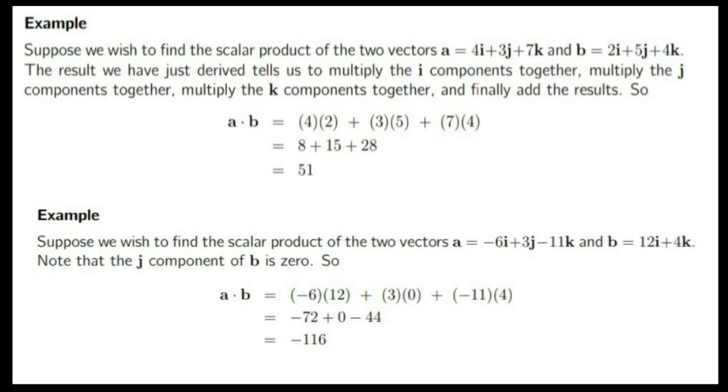Now one more example: vector A equal to minus 6i plus 3j minus 11k and vector B is equal to 12i plus 4k. Then what will be the dot product? So here one thing is to be noted, that in vector B, the j component is 0. So while taking the dot product, we will have minus 6 into 12 plus 3 into 0 plus minus 11 into 4. So we have minus 116 as the answer.